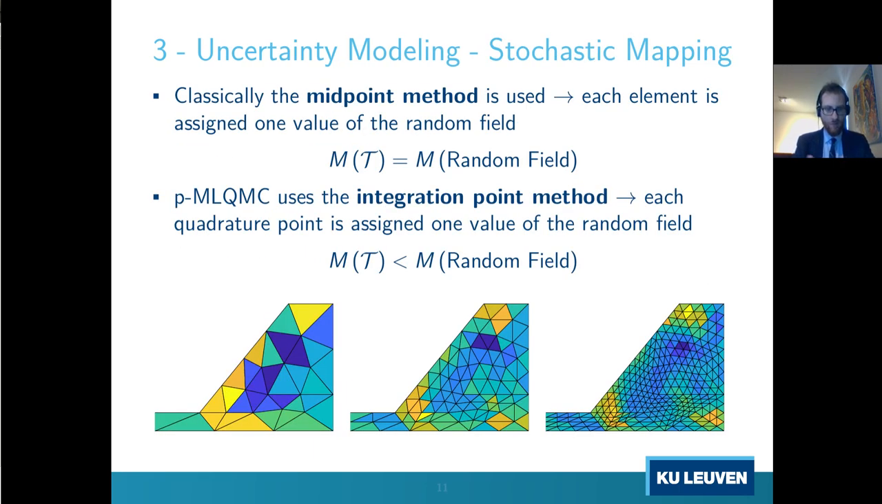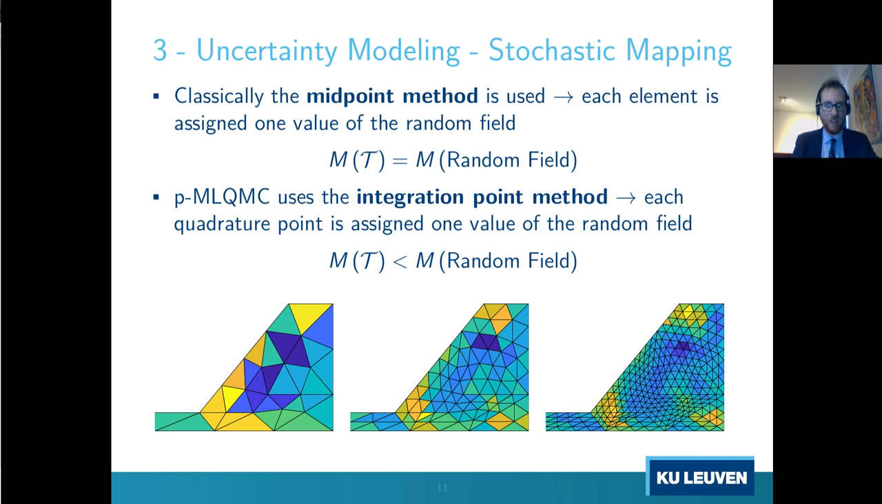So we know how to generate our random field by means of Karhunen-Loève. Now, how are we going to incorporate this into the model? Classically, this is done by means of the midpoint approach. So each element is assigned one value of the random field. This means that the size of the mesh equals the size of the random field. So you have as many elements as you have discrete values in your random field. If you refine your mesh, you will automatically have to refine your random field.